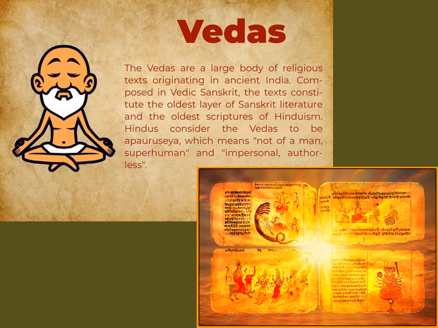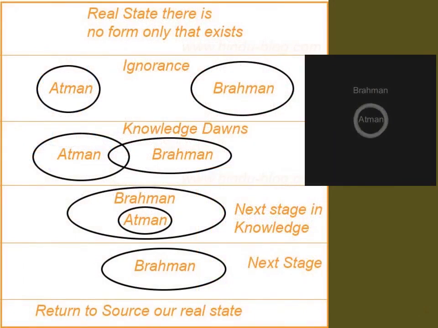Hindus consider the Vedas to be Apauruseya, which means not of a man, superhuman and impersonal, authorless. So basically the teachings of their gods, of the many gods, given to them by their ancient sages. So revelations. And then the Upanishads will tell us about their understanding of Atman, soul, and Brahman, the cosmic principle.